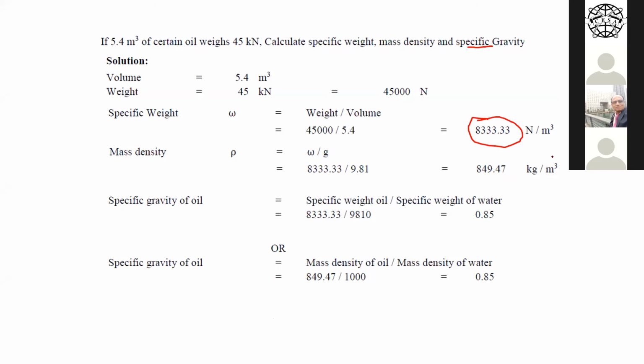Whichever is faster. I think this will be easier, because you always remember that mass density of water is 1000 anyway. Even the specific weight of water is very standard, which is 9810. So either you calculate by this or by this. There was a question in one of the GATE papers to calculate the specific gravity, given such values also.